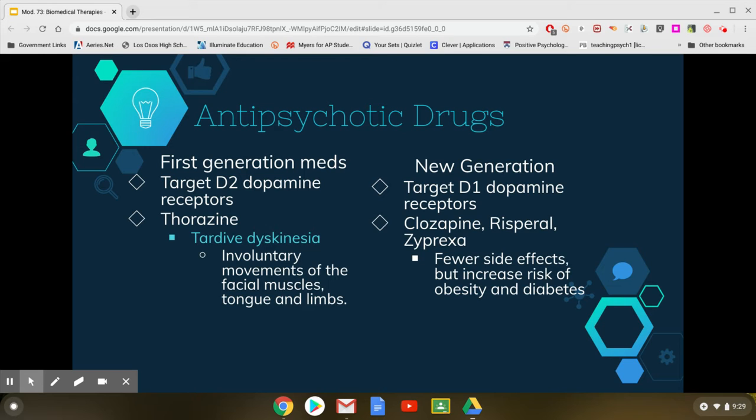There is a newer generation, also works on dopamine receptors, but this works on the D1 receptors. Some of the brand names you may have heard are clozapine, Risperdal, and Zyprexa. They have fewer side effects in terms of major ones like tardive dyskinesia, but they also increase someone's risk of obesity and diabetes.